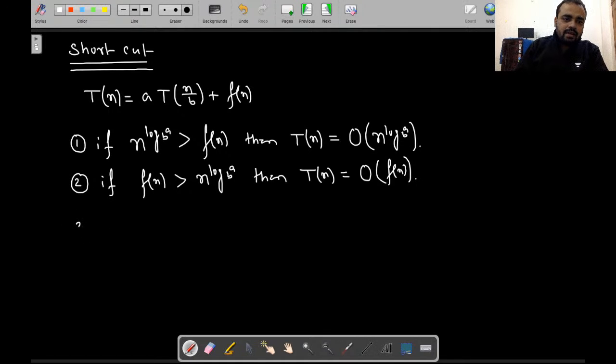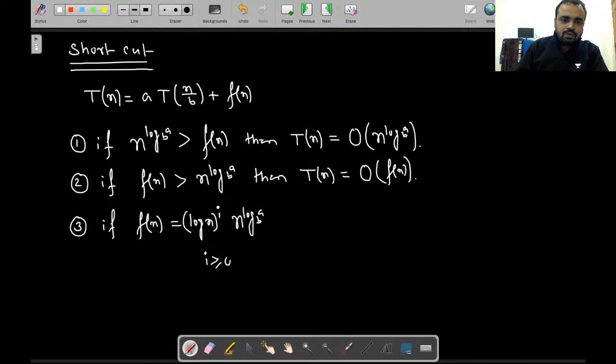Okay, now the case 3, if f of n is equal to n to the power log of a on the base b into log of n to the power i. So यहां पर क्या हो सकता है, i could be greater than equal to 0. सो i का वैल्यू अगर 0 होता है तो ये दोनों आपस में बराबर हो जाएंगे. If i is equal to 0 then the f of n will become equal to n to the power log of a on the base b, और यहां पर ये log n भी हो सकता है.